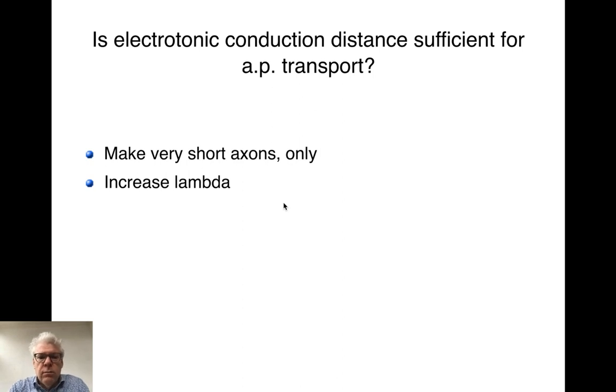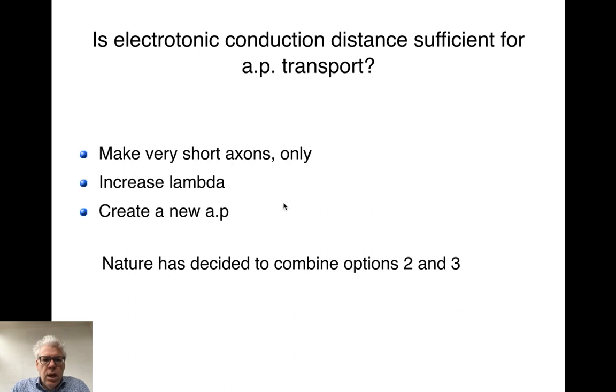You can also increase the lambda, make it even larger, and that is indeed one of the things that nature does, as we will see in a moment. And the third option is to create a new action potential, so to boost it. So the action potential drops to a particular value, and when it's getting close to being too small, then we generate a new action potential. And this actually is what nature does. So it both increases lambda and it creates new action potentials.